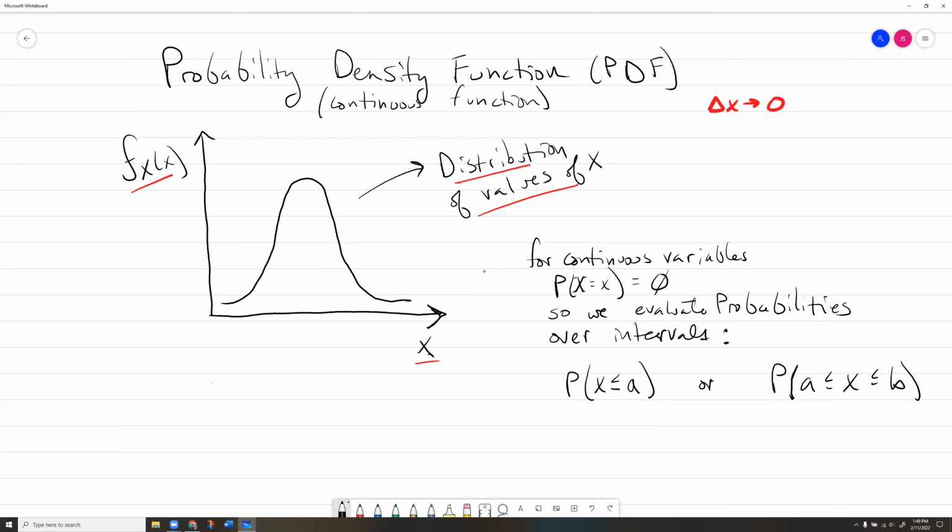And this is because, back in that example, if we define x as some value, it can have really infinite precision, right? And so the probability that it's going to line up perfectly is 0. So we evaluate probabilities over intervals. What's the probability that x is less than or equal to some value a? Or what's the probability that x falls between some interval? And to do that, we integrate.